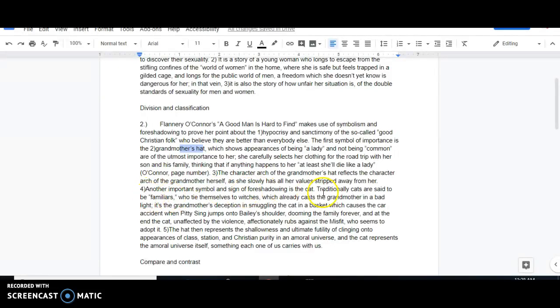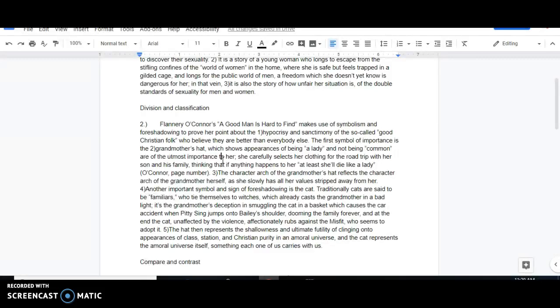Another important symbol and sign is the cat. So if you could say that the hat represents the ultimate futility of clinging onto the appearances of class, station, and moral belief in an amoral universe, the cat represents this amoral universe. So this is what you're arguing here. You're arguing that these are symbols of what your interpretation is of the story itself, right? Which is about the amoral universe, as well as the hypocrisy of Christian people who judge other people and project onto them.